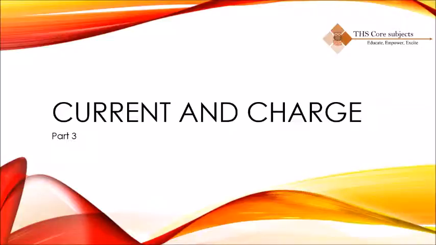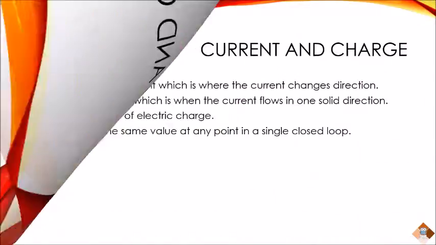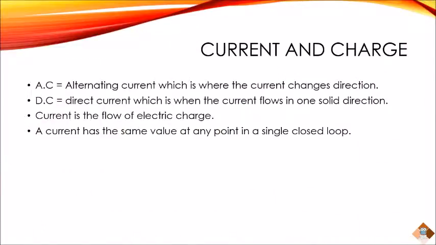Part 3. Current and charge. There are two types of current. AC, which stands for alternating current. This means that the current changes direction rapidly and constantly. AC current is used in the main electricity, but the current changes so rapidly that it isn't even noticed.